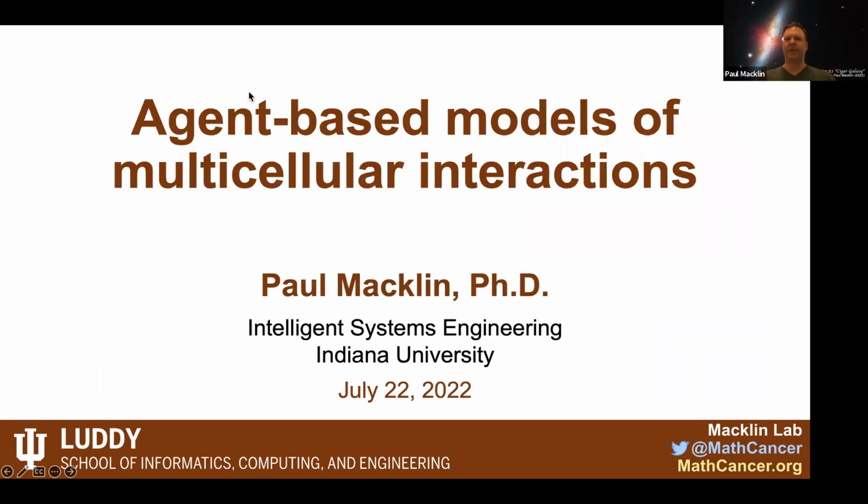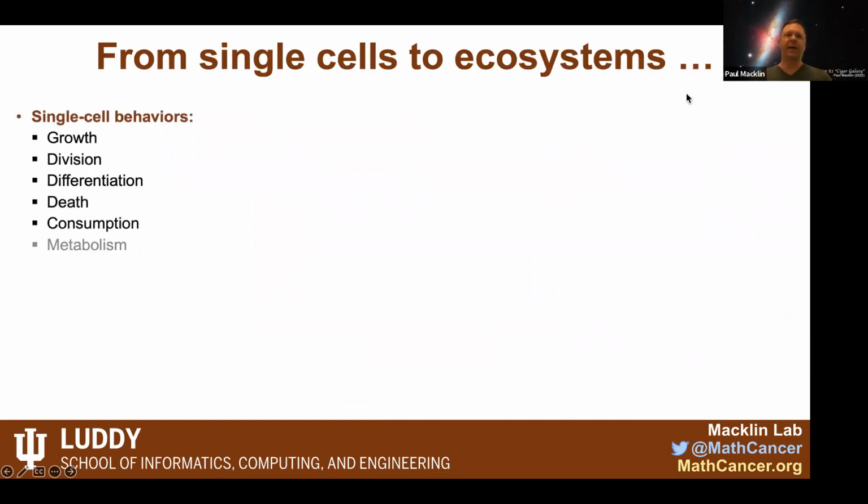Today I'm going to give you a primer about using agent-based models for multicellular interactions, particularly using PhysiCell, which is our model system. We're really interested as biologists, as scientists, as mathematicians, in understanding how we can start with a palette of individual cell behaviors. They can divide, grow, differentiate or change type, and die. They consume things in the environment and sense things in the environment, and they can secrete chemical factors. Of course, they can mutate and change type, and they can move around and crawl.